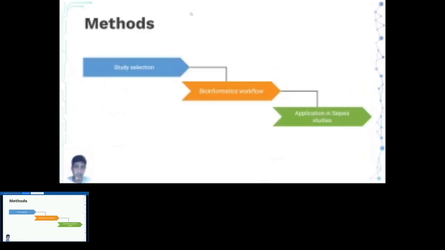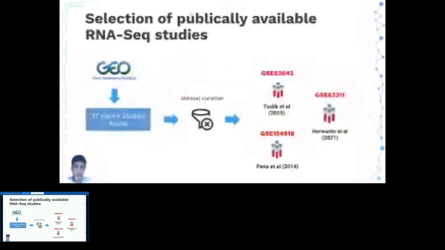So for the method section, we divided this in three parts. Basically, the first part is the study selection, in which we selected studies from the literature and publicly available studies to reanalyze and apply the bioinformatic workflow that we are working on. The second part was to develop the bioinformatics workflow, which was made to take into account this information from unmapped reads. And then after concluding the construction of this bioinformatics workflow, we applied this approach to the sepsis studies that we had selected.